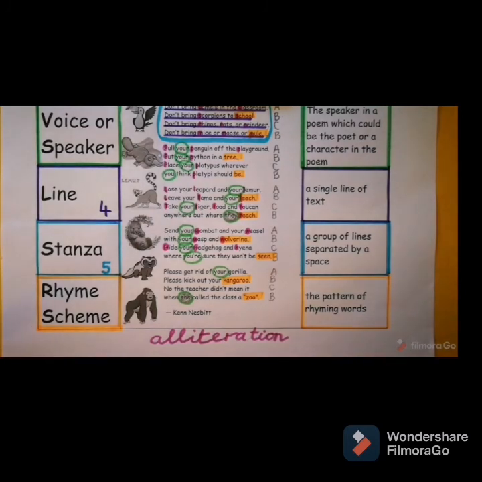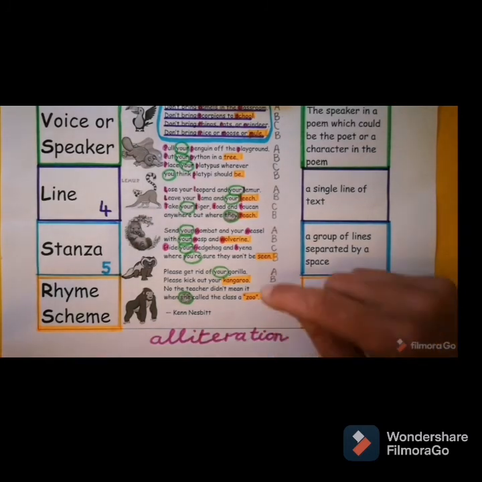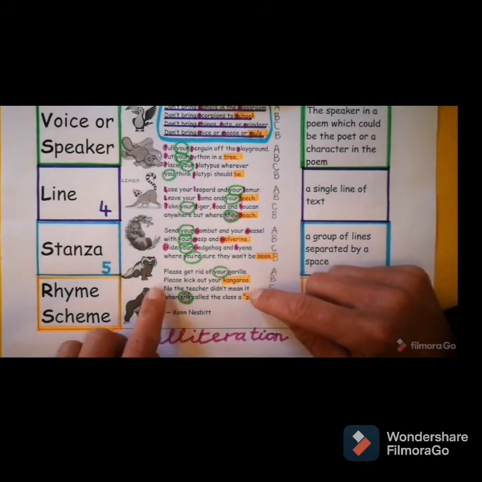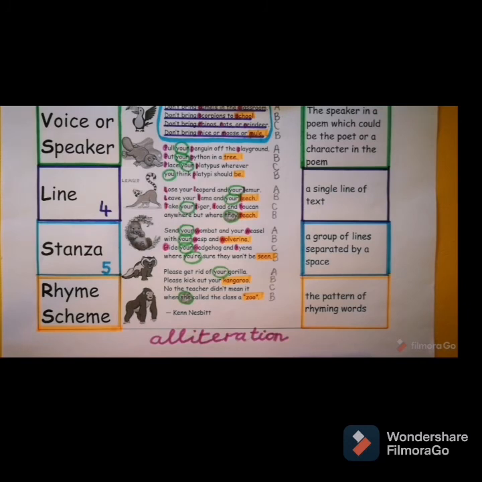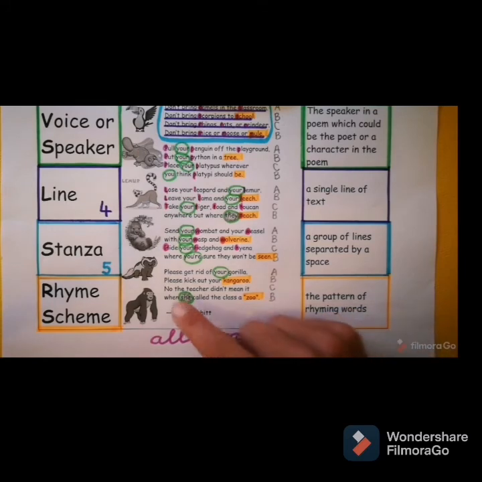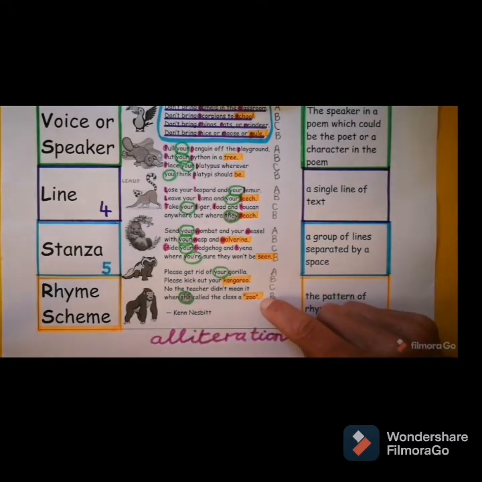In the last stanza, he only does alliteration in lines 1 and 2 because he's using lines 3 and 4 to end the poem with the solution to the problem or the reason for writing the poem. So he doesn't use alliteration in the last two lines of the poem, but let's see.